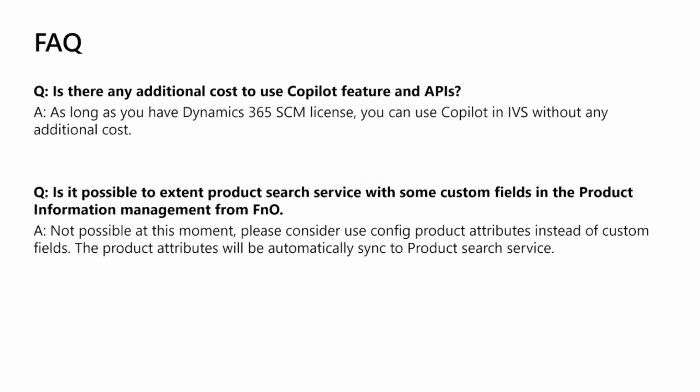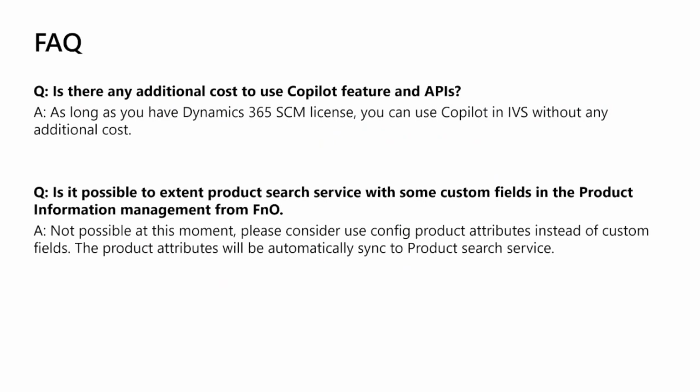The next question is relevant to the product search service. Is it possible to extend the product search service with some custom fields in the product information management from F&O? Unfortunately, it's not possible to extend the product search service at this moment, at least in this version. So as a workaround, we can offer this.